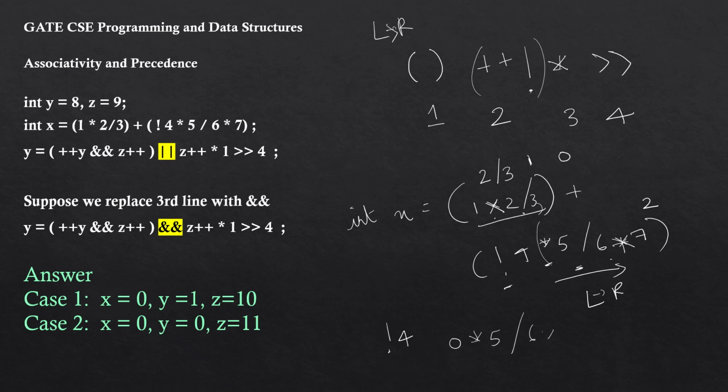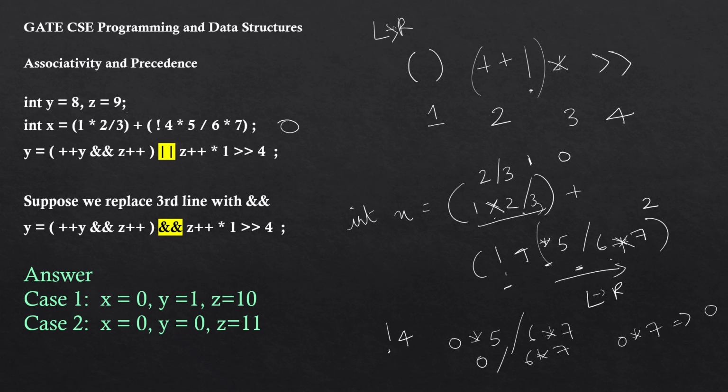0 times 5 by 6 into 7. Now, since associated left to right, how do we do it? So 0 times 5 will be coming. So 5 into 0, 0 by 6 into 7. 0 by 6, which is 0, 0 into 7, which is 0. So we are getting the x value as 0. Just remember: bracket, then we have not, plus plus, then we have star, then we have shift.